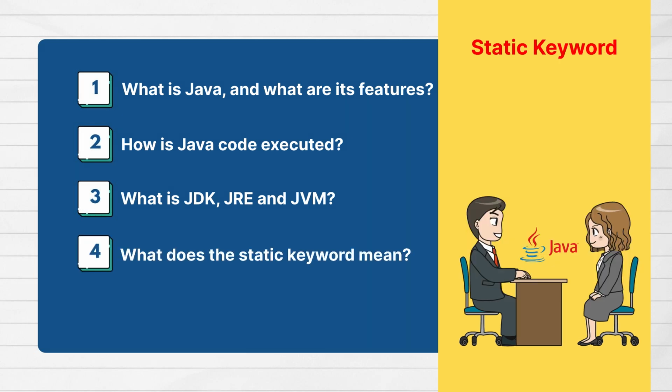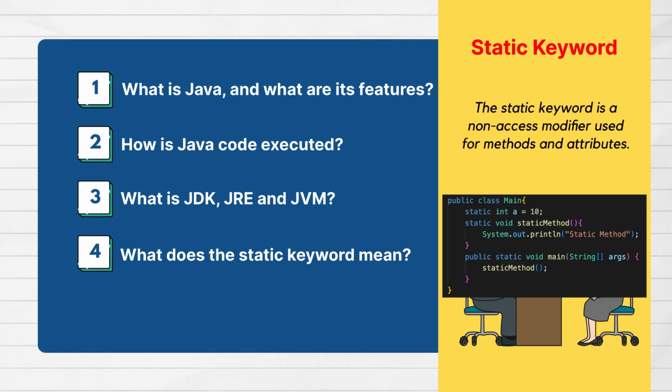What does the static keyword mean? The static keyword in Java is used mainly for memory management. The static keyword is a non-access modifier used for methods and attributes. Static methods and attributes can be accessed without creating an object of a class. We can apply the static keyword to variables, methods, blocks, and nested classes. The static keyword belongs to the class rather than an instance of the class.